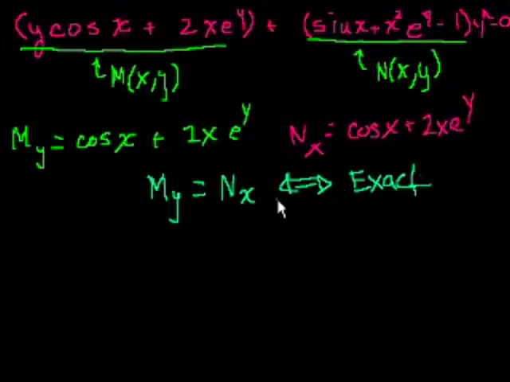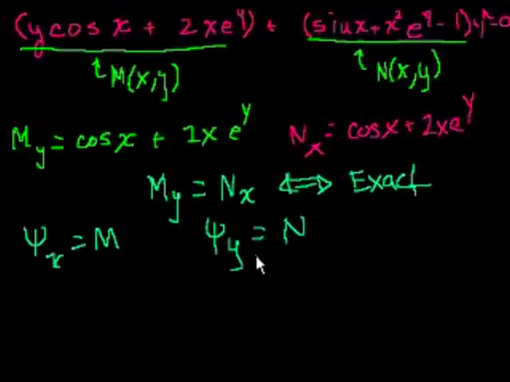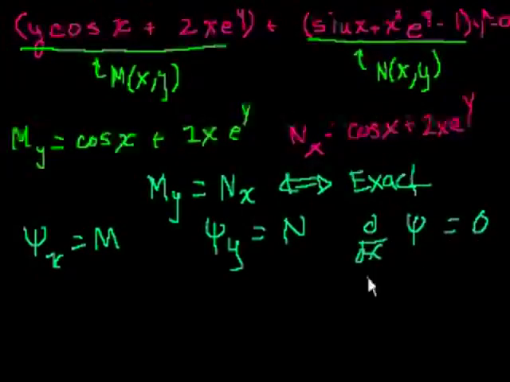Anyway, so we know that this is an exact equation. So what does that tell us? Well, that tells us that there's some psi where the partial derivative of psi with respect to x is equal to M, and the partial derivative of psi with respect to y is equal to N. And if we know that psi, then we can rewrite our differential equation as the derivative of psi with respect to x is equal to 0.